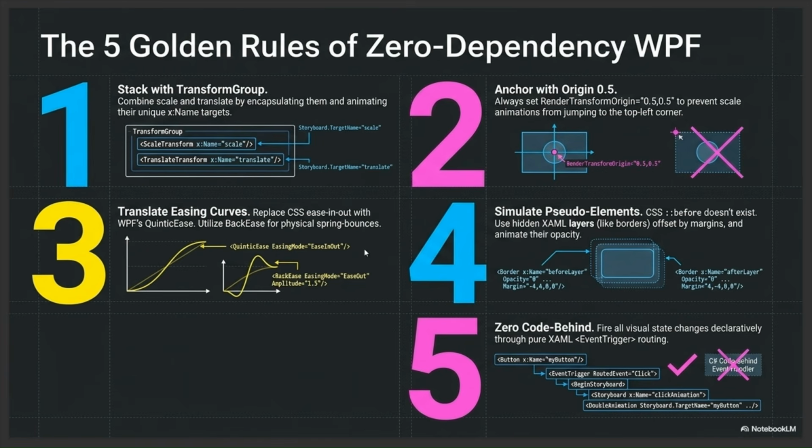Four is pseudo elements. The CSS before and after have no WPF equivalent. Make them real borders or text blocks, set them invisible by default, and animate them in. It's more verbose but also more debuggable. Five, zero code behind for visual animations. If you find yourself writing animation logic in C#, stop and ask whether a storyboard in XAML can do it. 9 times out of 10 it can, and it keeps your code behind clean.